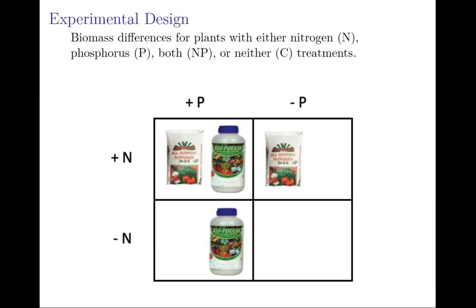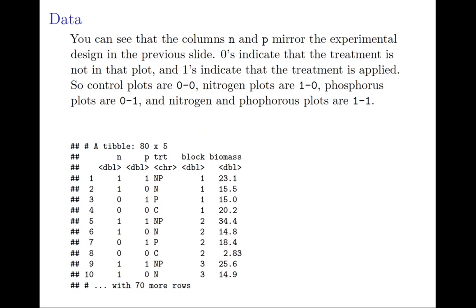And so here's what our experimental design looks like. So we're going to be looking at the biomass differences for plants under either N and P together, N alone, P alone, or neither. And so this is just a little depiction of what this experiment actually looks like.